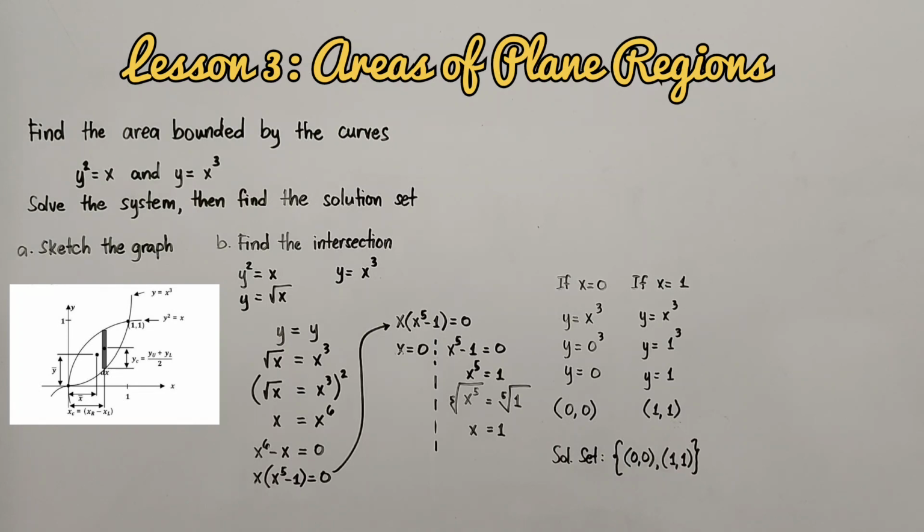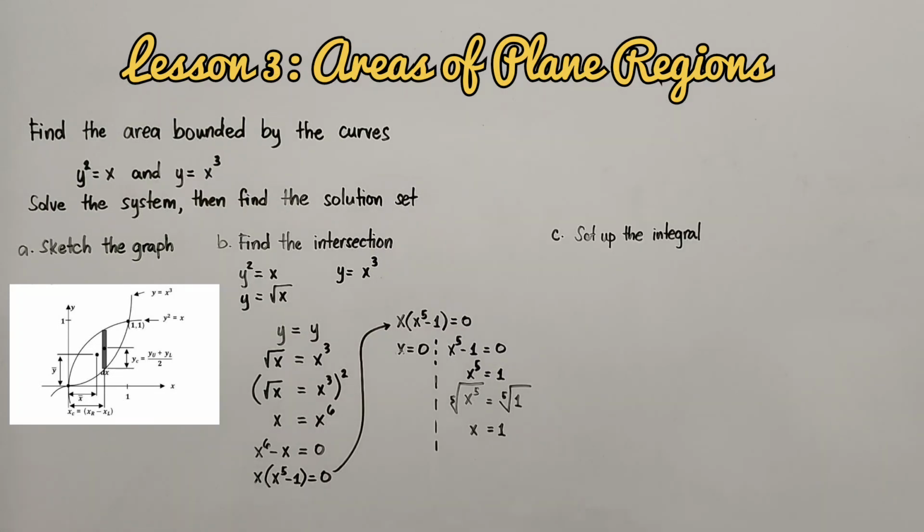When x equals 0, by using the second function, y is also 0. So the first coordinate is (0, 0). And if x is equal to 1, by using the second function as well, y is equal to 1. So the second coordinate is (1, 1). Therefore, the solution set is a set containing (0, 0) and (1, 1).